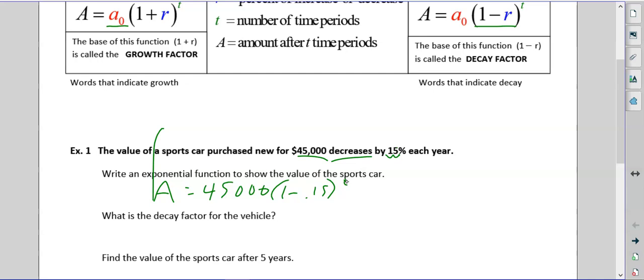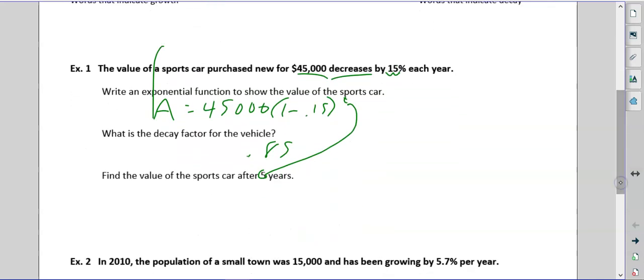All right? What is the decay factor? That is this 1 minus r, the decay factor. So 1 minus 0.15 is 0.85. Find the value after 5 years. We're going to take this 5 and plug it in right here. So we're just going to write this again. The future value is 45,000 times 0.85 raised to the power of 5.